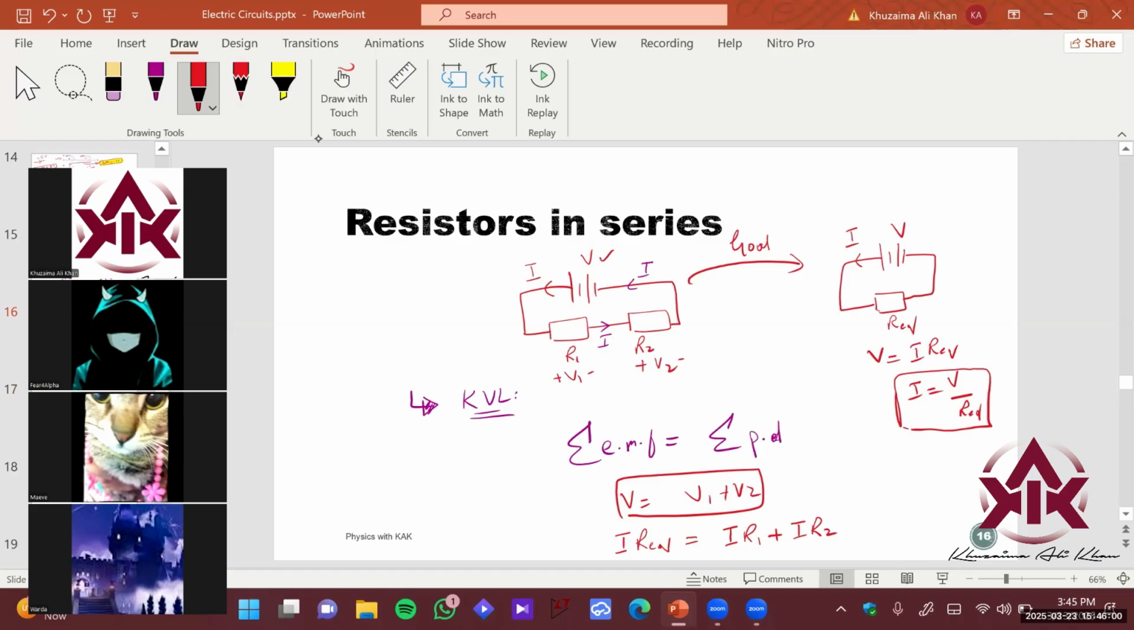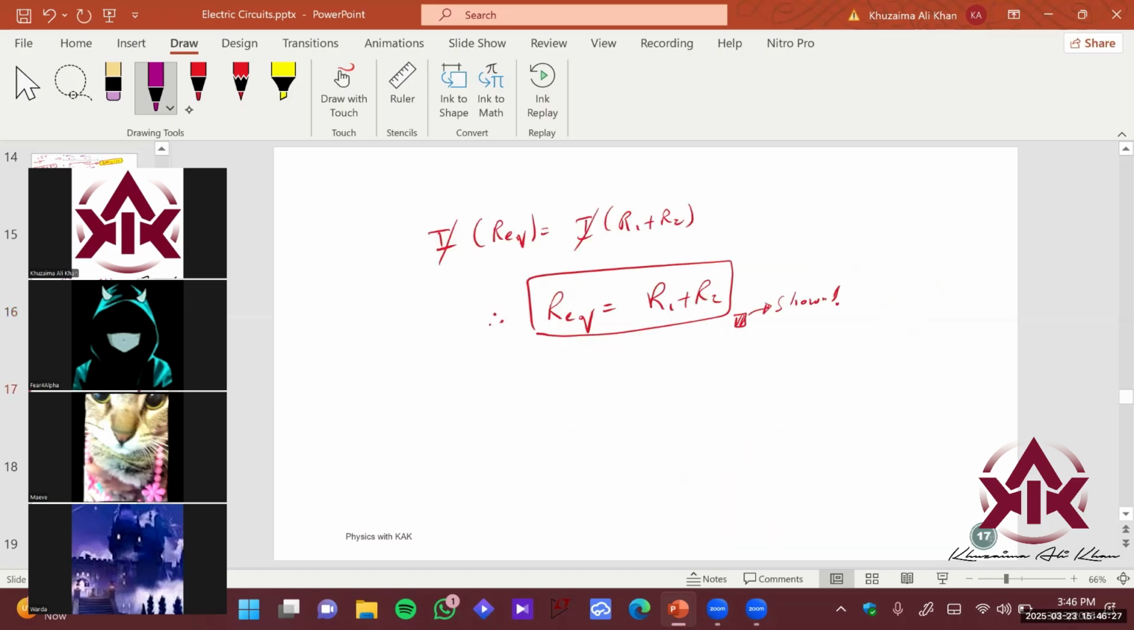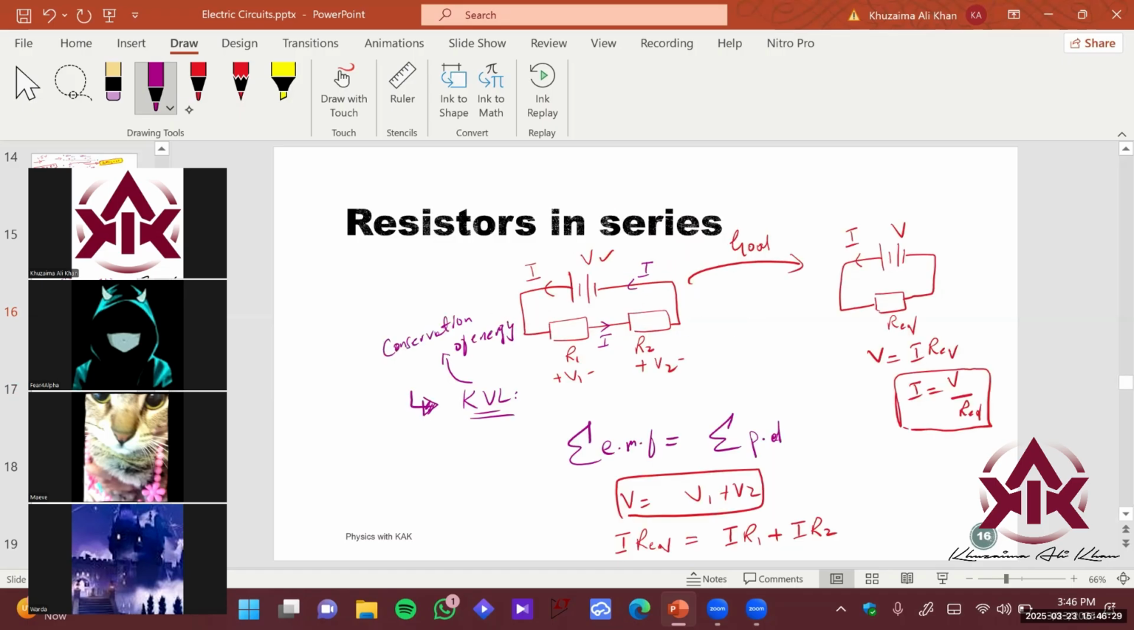Again, there might be a question: does resistors in series follow conservation of charge or conservation of energy? You just have to answer what KVL follows. KVL follows conservation of energy, right? So make sure to note these pointers also, as these can get you 2 or 3 extra marks. This is basically the rule for resistors in series.